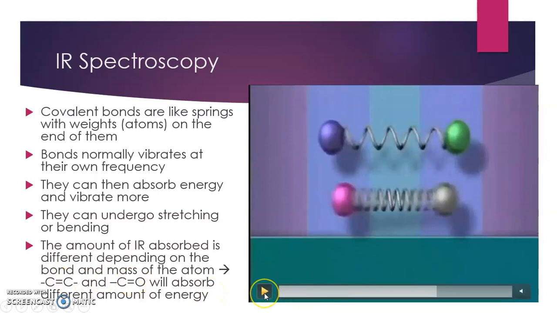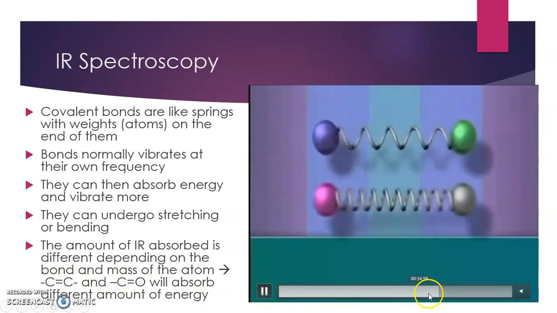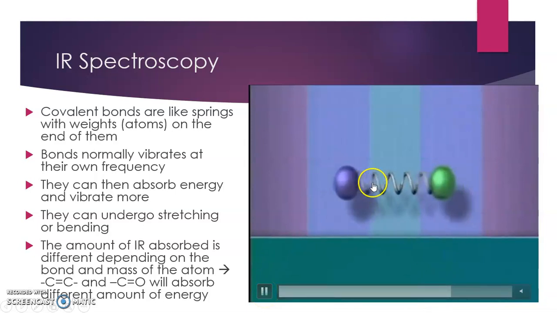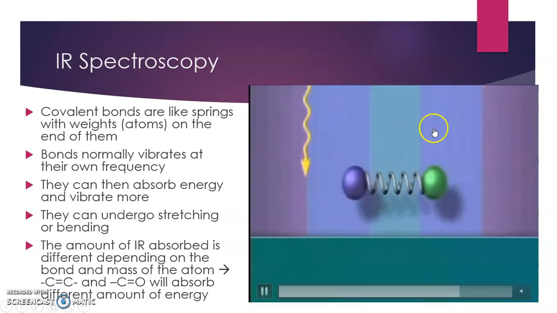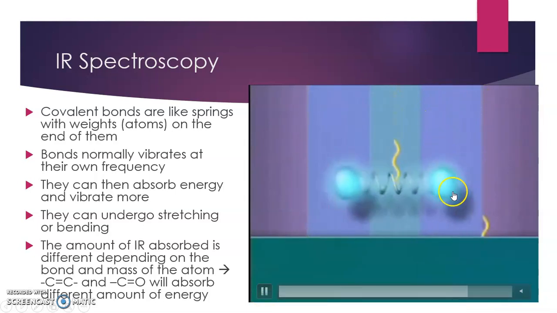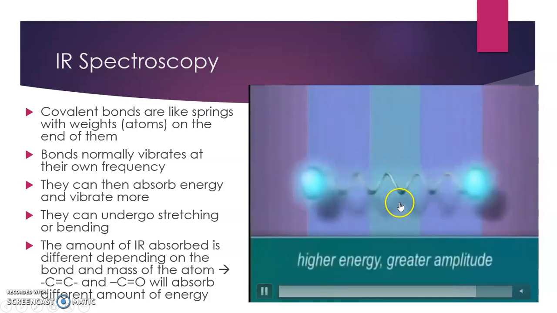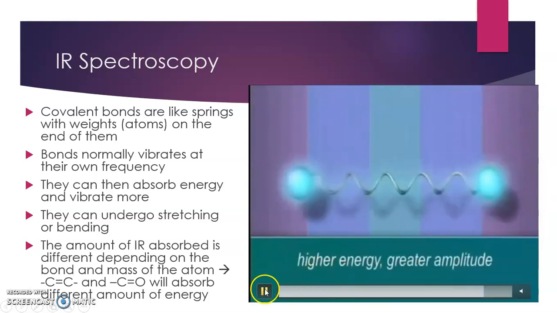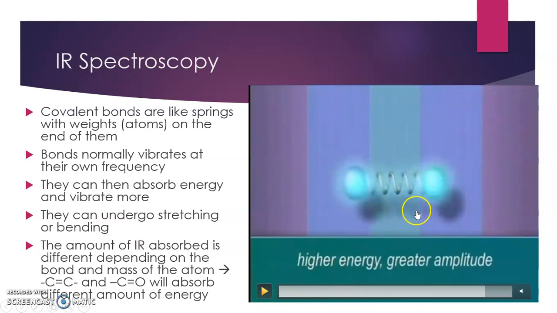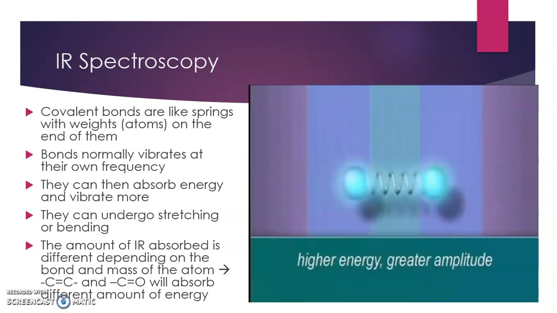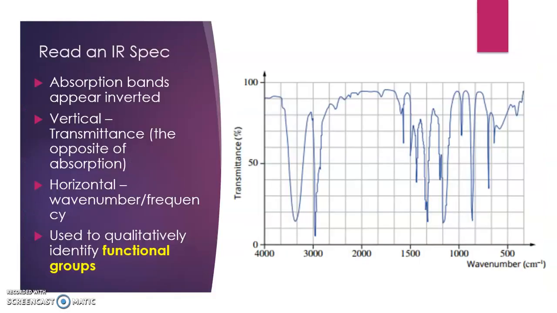Right? So what does that look like? We have a simulation here. When they absorb energy, they literally become more charged and vibrate a lot more. And based on the amount of energy they absorb, we are then able to identify what kind of bonds are there in a molecule. Okay.